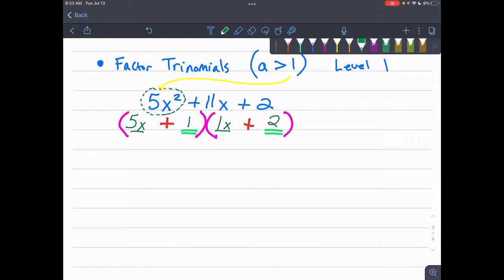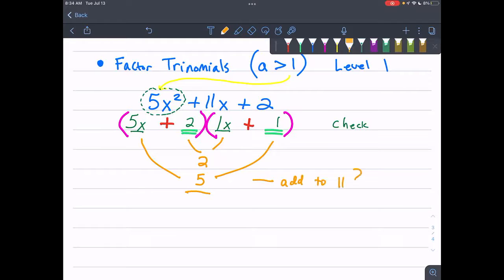Okay, so we do have to check this, because I could have put the 2 first and then the 1 second. I could have done 2 and then 1 like that. So you will want to check this, and there's different ways to do that. I'm going to do it beneath here by multiplying. 2 times 1x is 2. And then 5 times 1 is 5. And I want these to add to 11. 2 and 5, does that add to 11?